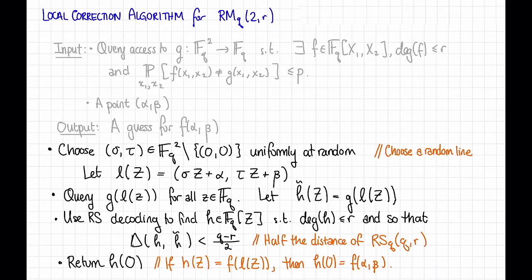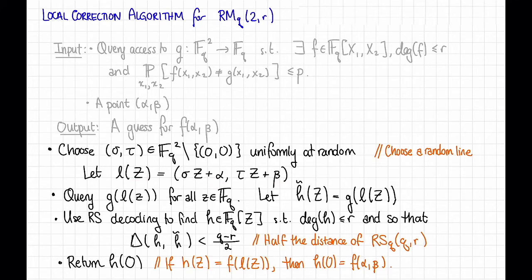So given that input and output, here's the algorithm. First, we're going to choose a random line through the point alpha, beta. To do that, we're going to choose sigma, tau in F_q squared, other than 0, 0, uniformly at random. This is basically picking a uniformly random slope. Then we're going to consider the line L of z, just as before, which is sigma z plus alpha, comma, tau z plus beta. And observe that if we plug in z equals 0, this indeed does give us alpha, beta, so it goes through the point alpha, beta.